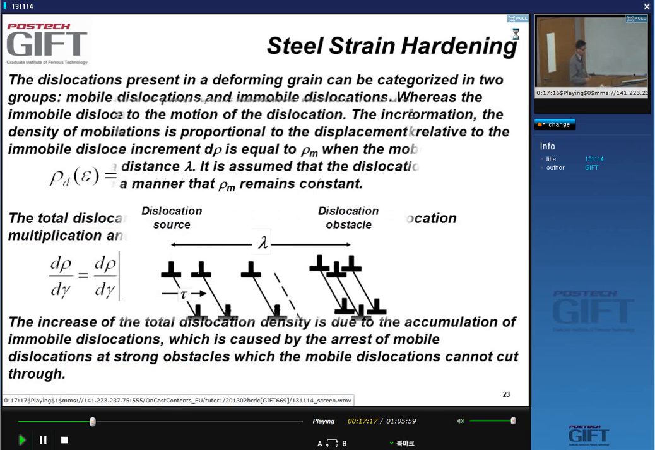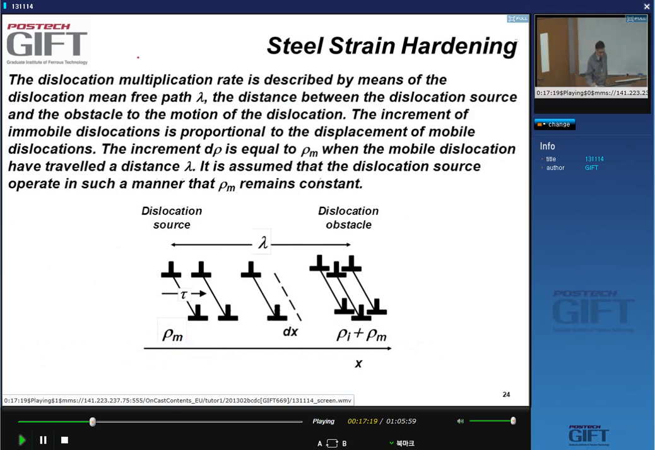Right, so let's have a look here. How do we describe the dislocation multiplication rate? It may seem strange, but the parameter that we'll use is called the mean free path, the dislocation mean free path. And basically, what the name says, it's the distance a dislocation will move from the source to the place where it's immobilized.